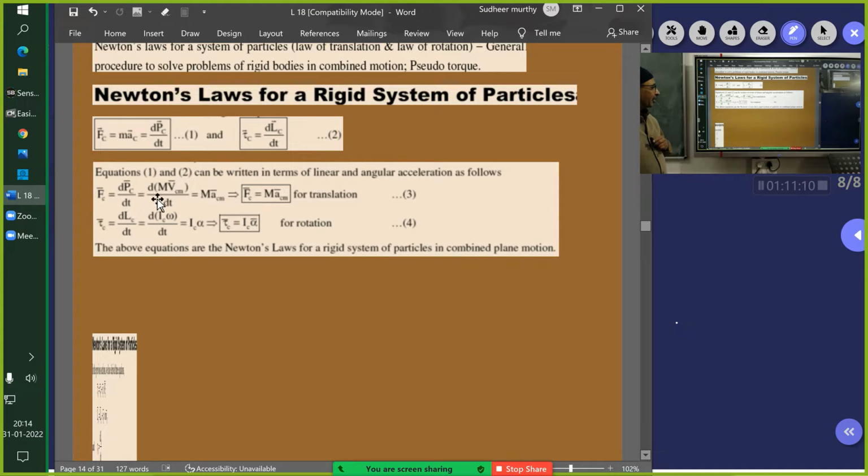And d by dt of P_C will be equal to d by dt of m V_cm, and that is equal to m A_cm. So F_C is equal to m A_cm, and d by dt of L_C is d by dt of I_C omega, which is equal to I_C into alpha. Tau_C is equal to I_C alpha. The above equations are Newton's laws for rigid bodies, just like for particles. That's it. I have already used this, just because in the syllabus it has to be shown, I am just showing this.